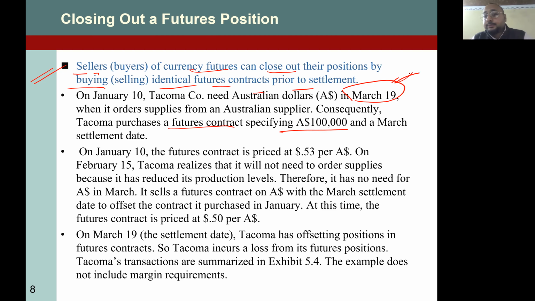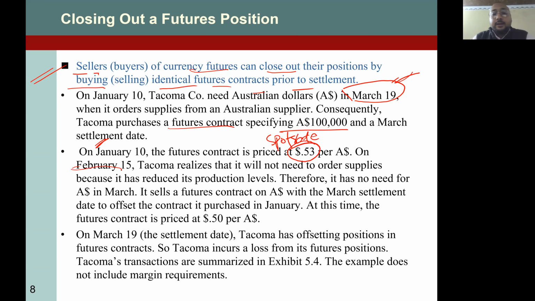So they need Australian dollar in March. So they entered into a contract. So right now they are on January, February, March. So close to like 3 months. So on January 10, the future contract is priced 0.53, which is the spot rate at the initiation of contract.